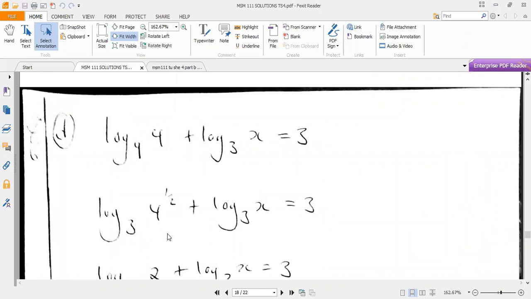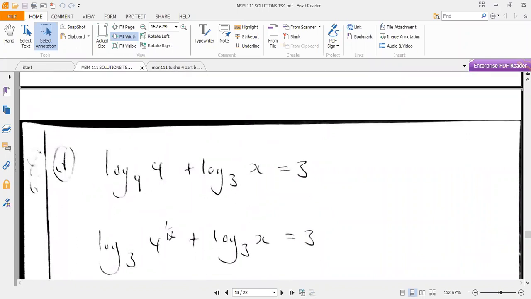Oh yeah, since this one is a little bit different, let me try to explain this one. The bases are not the same. So now we've been given on D, we've been told to find log base 9 of 4 plus log base 3 of x is equal to 3.